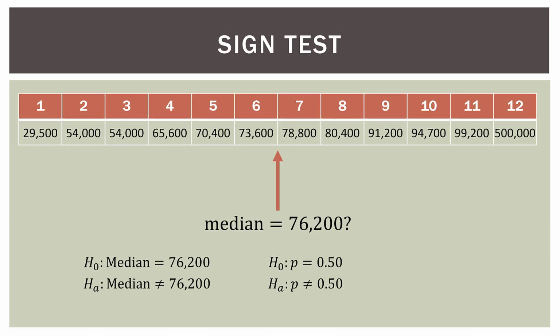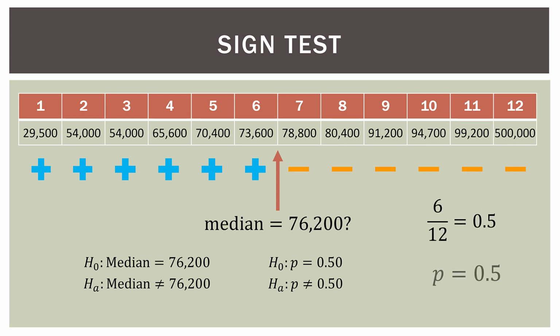Here's another situation where we actually have the arrow on the median. So our hypothesis for the median is actually the median. So we have half below and half above. So in this case, we know we would not reject our null hypothesis because it is by definition half of our observations. So we put plus signs for the first 6, negative signs for the second half. That's 6 out of 12 or 0.5. So our proportion is 0.5, which by definition is the median.